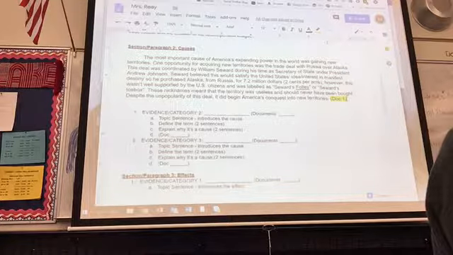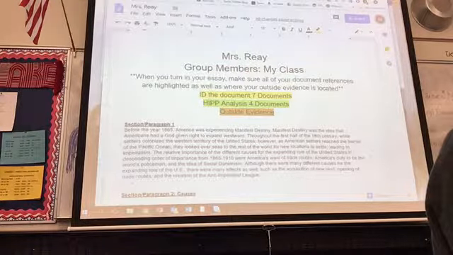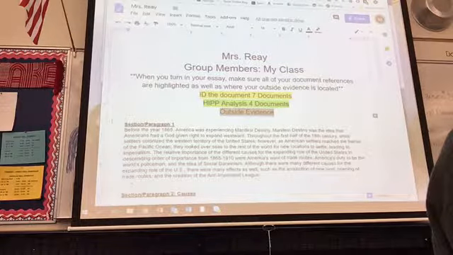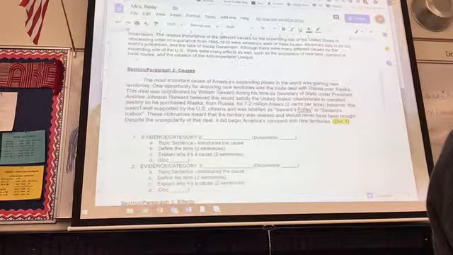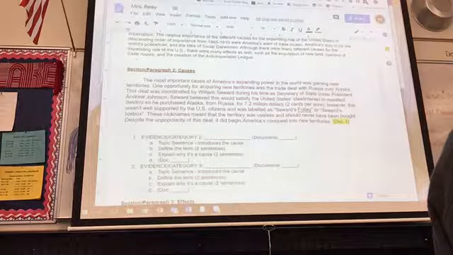Now, the other thing is outside evidence. You need at least one piece of outside evidence. Once you have achieved this, wherever it's at in your essay, you could have done it now.